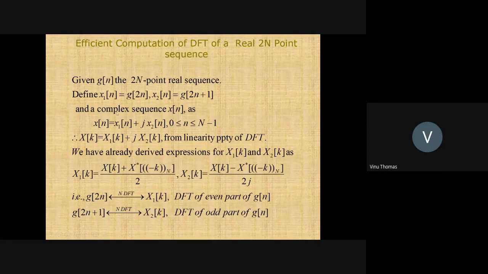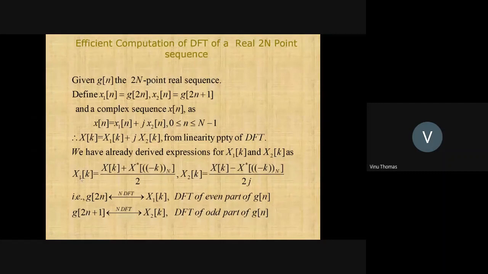And now we will define a new complex sequence x of n such that x of n is equal to x1 of n plus j x2 of n. Now x1 of n is an N-point sequence because it has half the length of g of n. x2 of n is also an N-point sequence, so x of n will also be an N-point sequence. So x of n is equal to x1 of n plus j x2 of n for 0 less than or equal to n less than or equal to N minus 1. Let us take the DFT and apply the linearity property, which gives X of k equal to X1 of k plus j X2 of k.